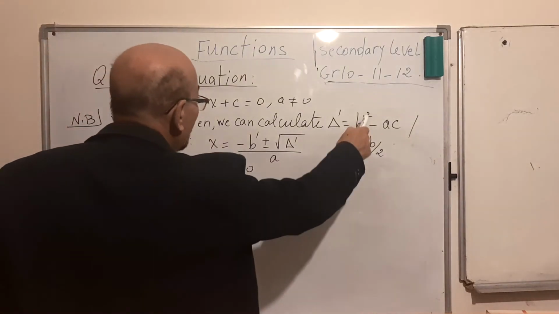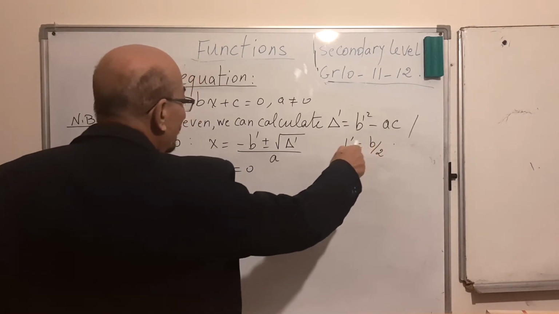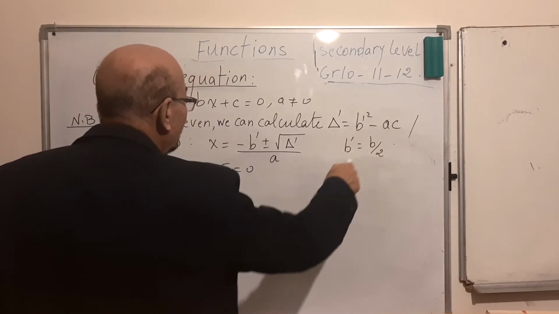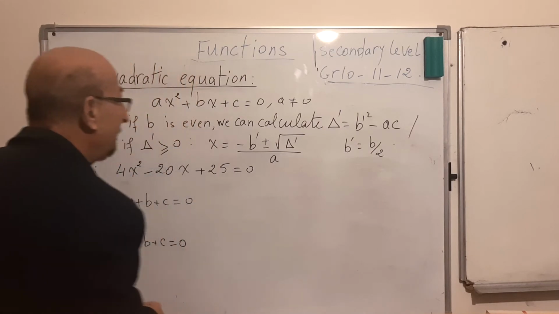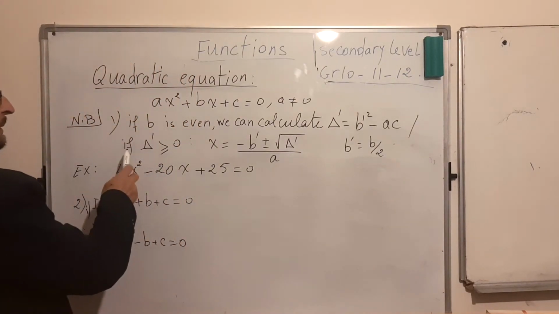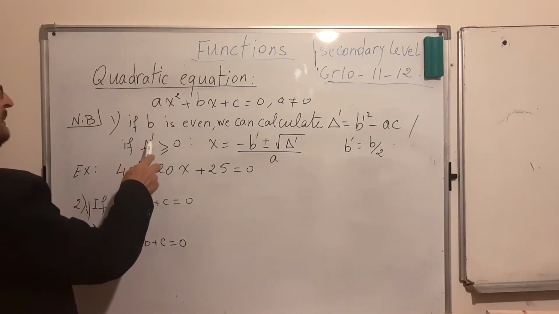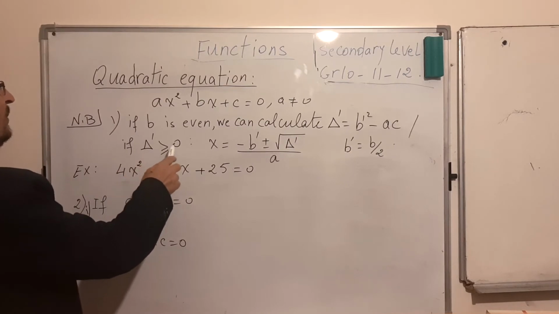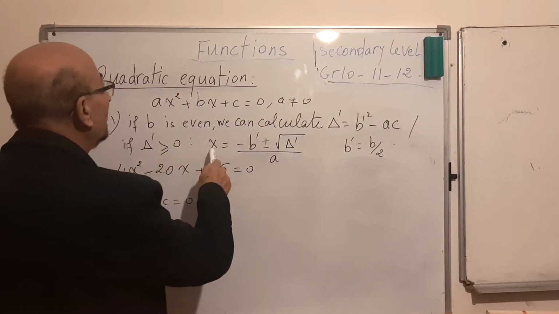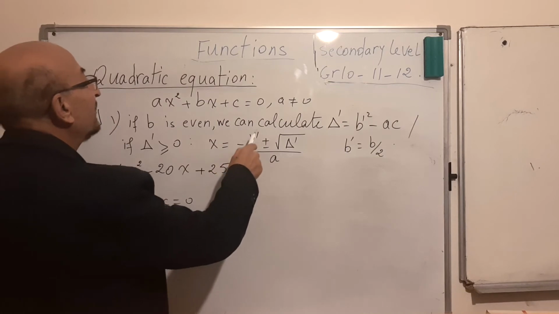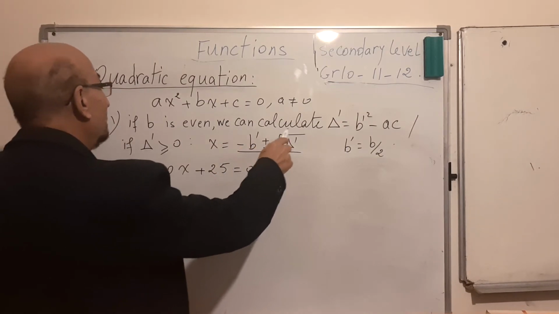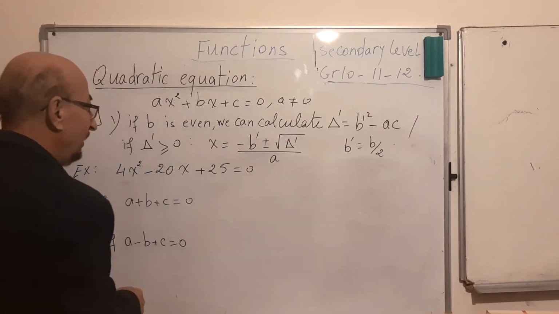Delta prime equal b prime square minus ac with b prime equal b over 2. If delta prime is greater or equal to 0, x equal minus b prime plus or minus radical delta prime over a.